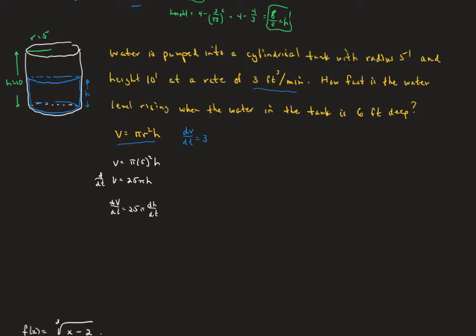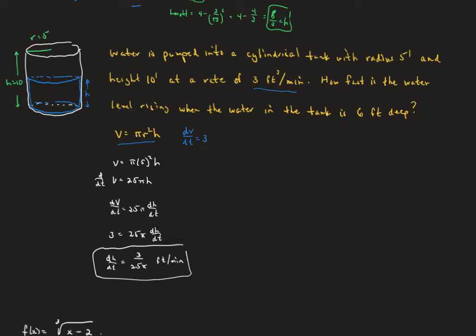So we can plug in what we know. We know that the volume, dV/dt, is 3, and we know that h is 6, but it turns out it doesn't make any difference. The rate of change of the height is the same no matter how high that water level is. So our dh/dt is going to be 3 over 25 pi, and it looks like that's going to be measured in feet per minute.